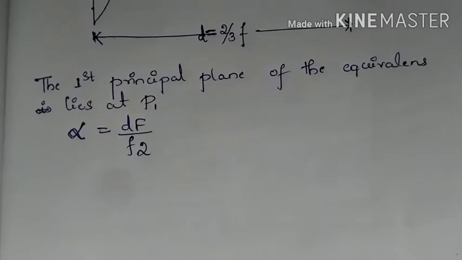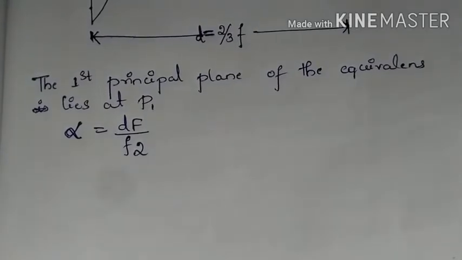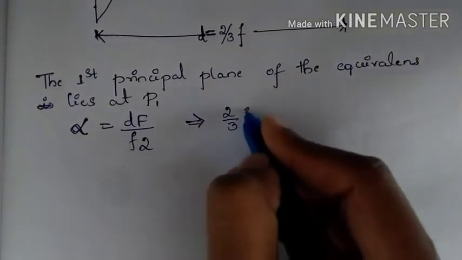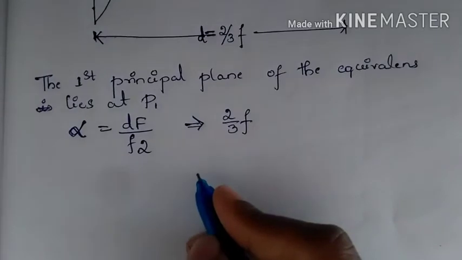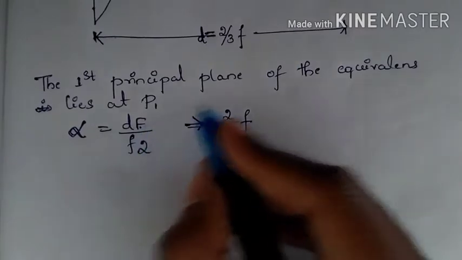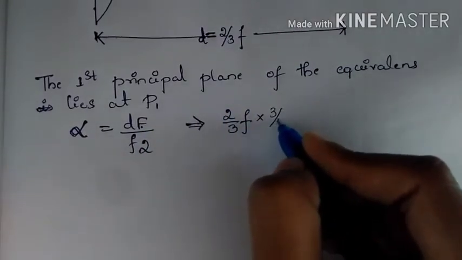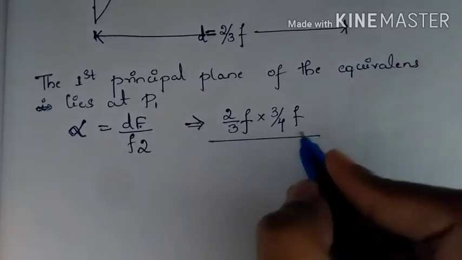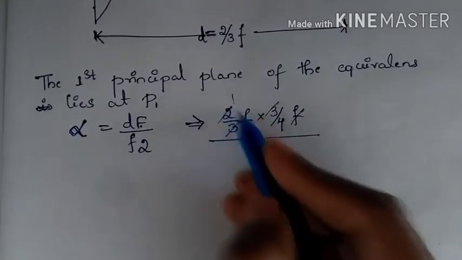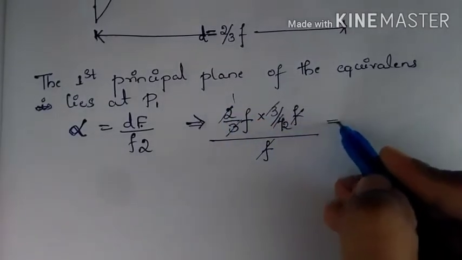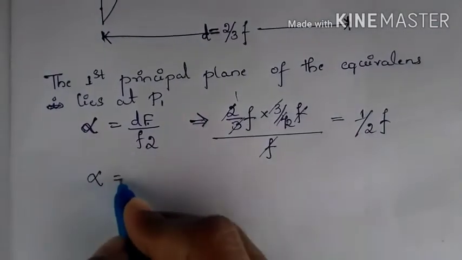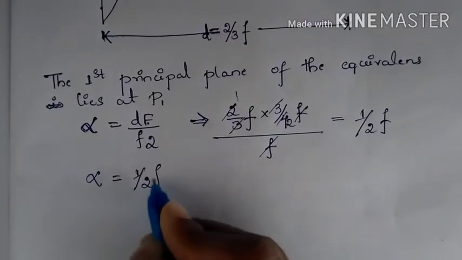So alpha gives the first principal point. Now D we know. So what is D? D is 2/3 f, the equivalent focal point we calculated in our last derivation. So f came around 3/4 f, and this overall is divided by f. So 1f will get cancelled, 1 3 and 2 1s 2 2s. What remained is 1/2 f. So that means alpha is equal to 1/2 f.